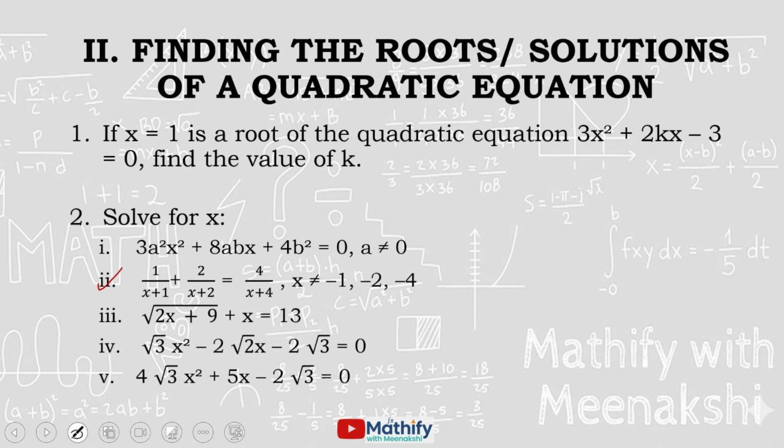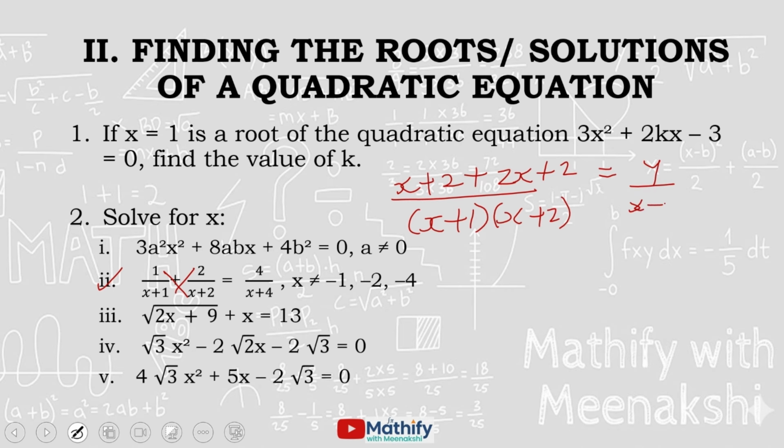Second question, it's 1 by x plus 1 plus 2 by x plus 2 is equal to 4 by x plus 4. In this type of question, you have to always take LCM. So I will take the LCM of denominator, that is x plus 1 into x plus 2. And for numerator, you will do cross multiplication. So x plus 2 into 1 is x plus 2 plus 2 into x plus 1, that is 2x plus 2, is equal to 4 by x plus 4. So now x and 2x are like terms. So just solve this together. 3x, and 2 and 2 are like terms, plus 4.